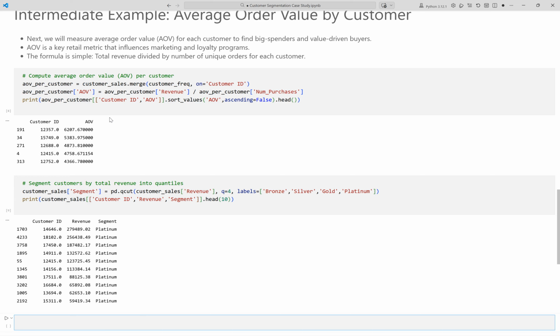Notice how the revenue column quantifies total spending, helping us identify top customers who contribute most to sales. This segmentation is crucial for targeting marketing efforts and loyalty programs based on customer value. Practice: try using other criteria for segmentation, such as number of purchases.